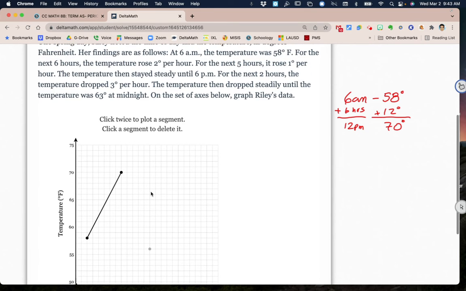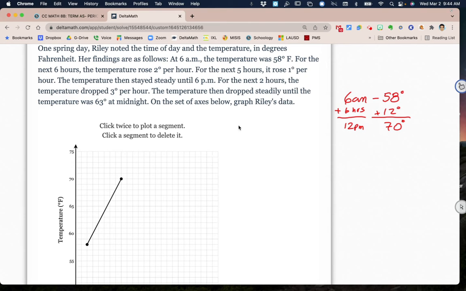Let's go back and read the next sentence. For the next 5 hours, it rose 1 degree per hour. Okay? So for 5 hours, it goes 1 degree every hour. Right? So how many degrees total do we go up in those 5 hours? It goes up 1 degree every hour for 5 hours. 5. So this time we're going to add 5 degrees. 75. It's going to be 75 degrees.